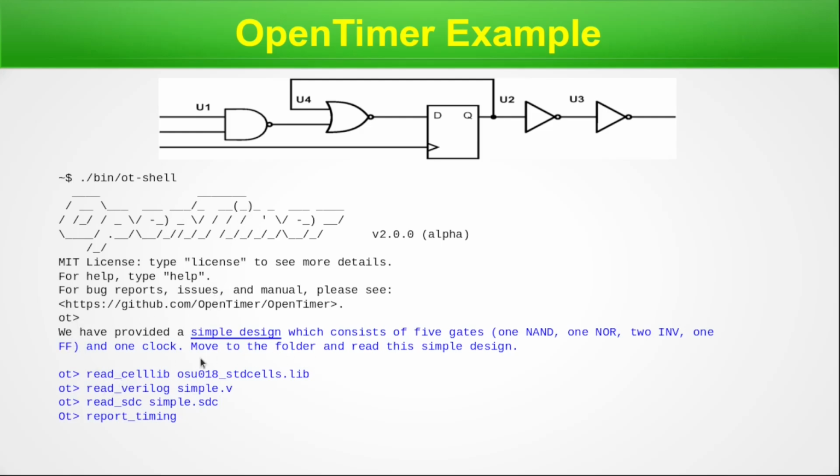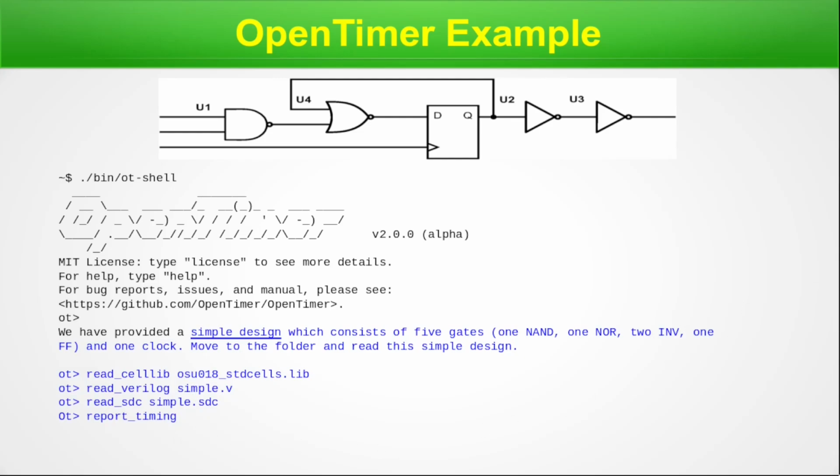Once you source the OpenTimer shell, you get this kind of header printout, and then the shell is ready. Once the shell is ready and you are inside the directory where the example is, you will see the lib, Verilog, and SDC files. So these three files will be there. We use read_celllib to read the lib, read_verilog to read the Verilog, and read_sdc to read the SDC. And then we use report_timing to generate the report.